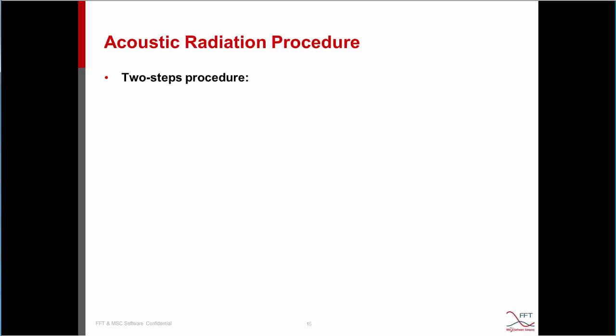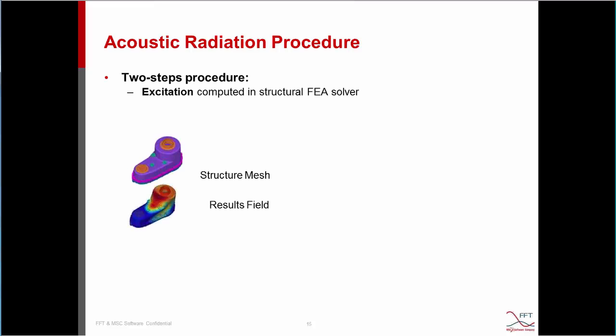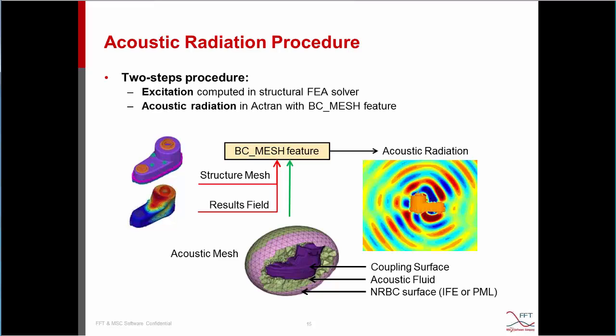So let me summarize how to do acoustic radiation in Actran. It's a two-step procedure. First, we have an excitation. This excitation is computed by a structural code. From this calculation, we have the structure mesh and some result fields. And we input this information to the BC mesh feature in Actran. The BC mesh feature, which stands for boundary condition mesh, is the feature that allows you to perform weakly coupled acoustic radiation. So you will input to this BC mesh the structure mesh, the result field, and also the acoustic mesh. And based on this information, the acoustic radiation can be computed.